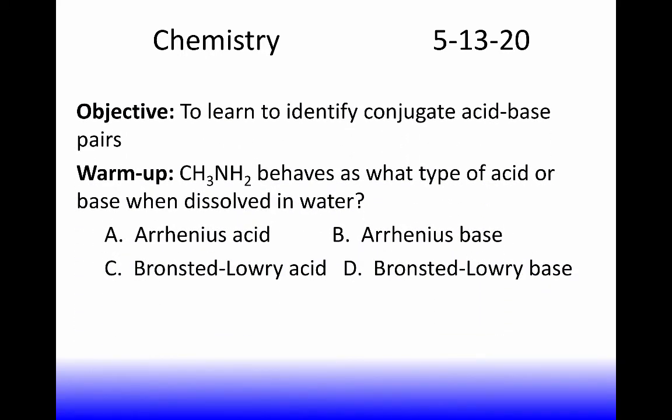Okay, so we talked a little bit about strong acids, weak acids, dilute concentrations, high concentrations. This time we're going to talk a little bit about something called conjugate acid-base pairs. And these come from the Bronsted-Lowry acid-base theory, which we also talked about in the last class.